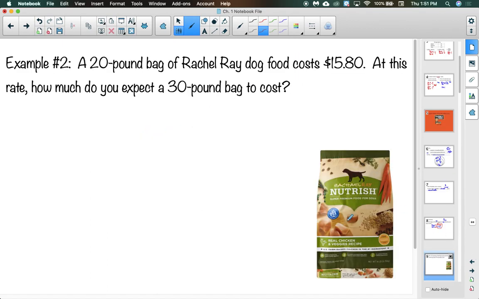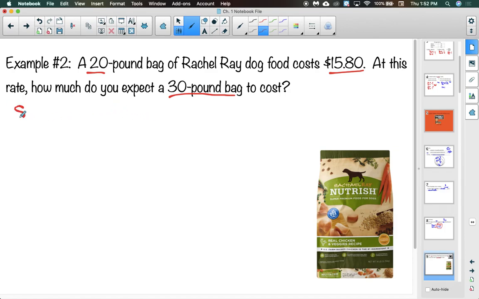Here's one where we can actually use our unit rate to solve another question. So let's read this one. A 20-pound bag of Rachael Ray dog food costs $15.80. 20-pound bag, $15.80. At this rate, how much would you expect a 30-pound bag to cost? Well, first, let's solve for the cost for 1 pound.